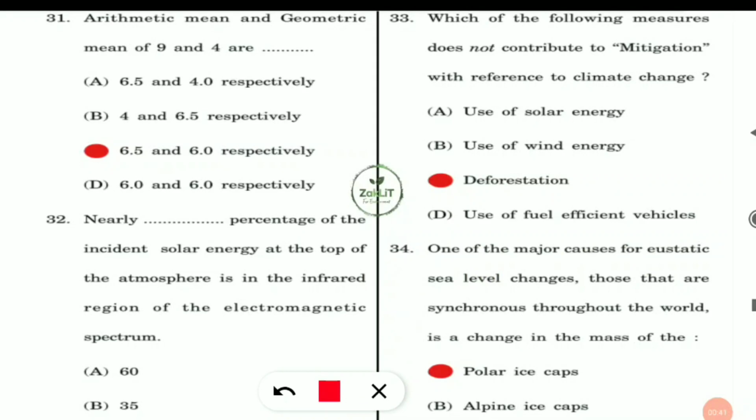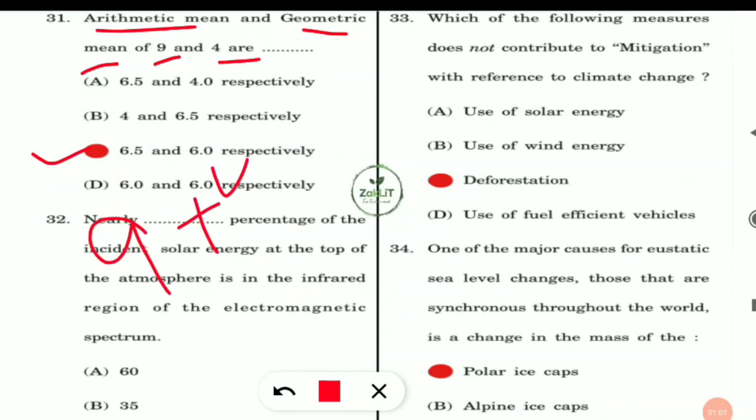The first question we are dealing with today is from the arithmetic mean and geometric mean, that is the statistics portion, which is a very chocolate question. The question is: arithmetic mean and geometric mean of 9 and 4 are how much? It is highlighted here: 6.5 and 6. How to calculate? Very simple. Arithmetic mean, we simply add all the values and divide by the number of values. So 9 plus 4 divided by 2, that is 13 by 2, which is 6.5.